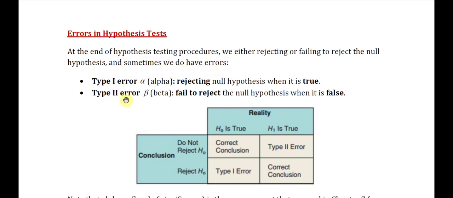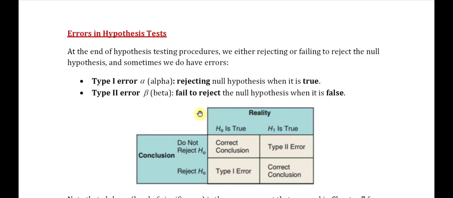And there are two types of errors here. We call them type 1 error, or alpha, and type 2 error, or beta. The type 1 error, alpha, is the case when we reject the null hypothesis when it is true. And the second type of error is beta, where we fail to reject when it is false.